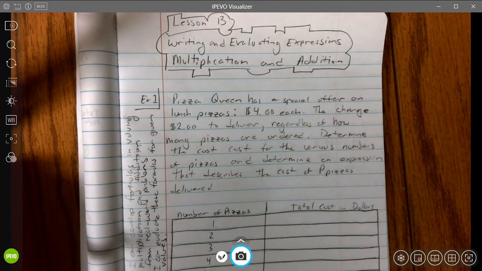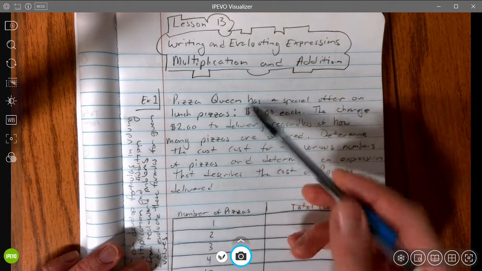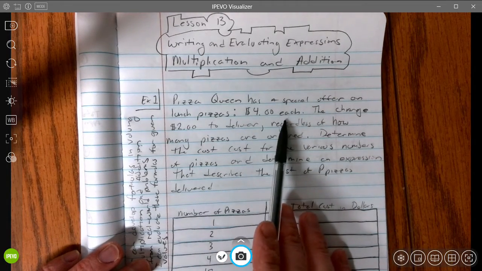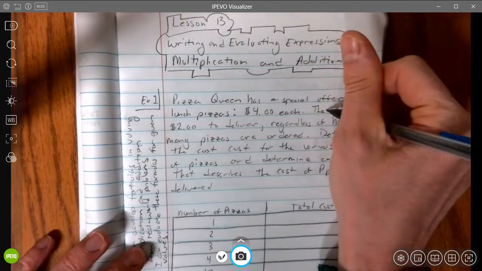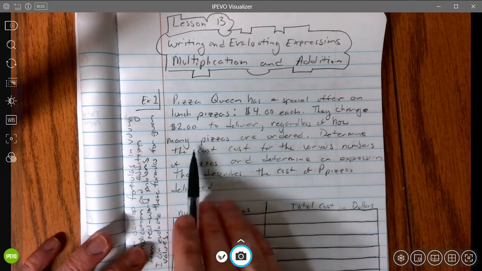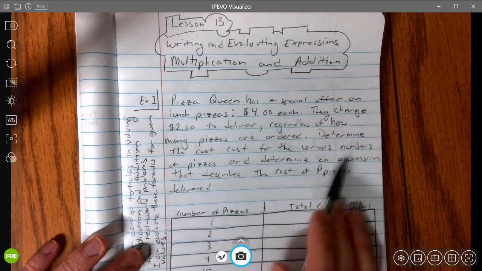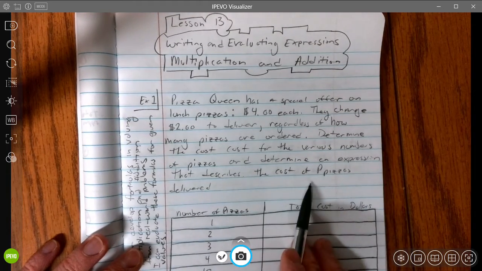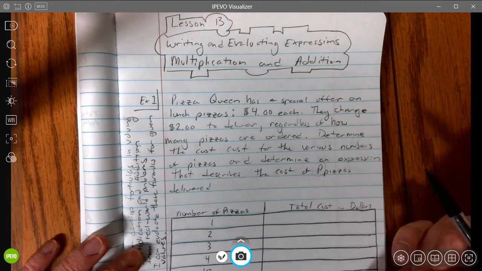Example number 1 here. It says, Pizza Queen has a special offer on lunch pizzas, $4 each. They charge $2 to deliver regardless of how many pizzas are ordered. So determine the cost of the various numbers of pizzas and determine an expression that describes the cost of P pizzas delivered. So P is going to be our variable.